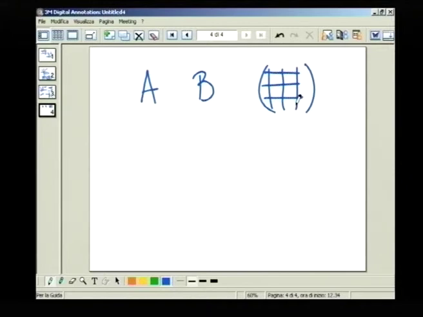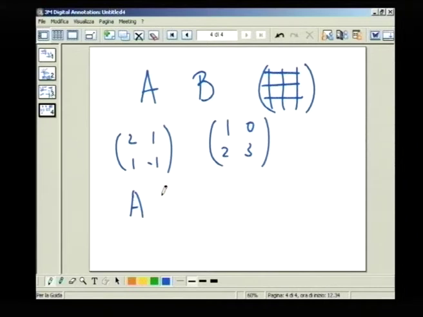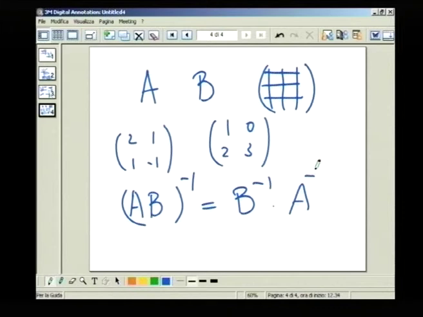At least you have, for example, a 2 by 2. For example, 2, 1, 1, minus 1. For example, this is a matrix. You may have 1, 0, 2, 3. This is another matrix. If you multiply them together, you get AB. Well, then there is a theorem in matrices that tells you that the inverse of the product of two matrices, AB inverse, is equal to the inverse of the second one times the inverse of the first one.